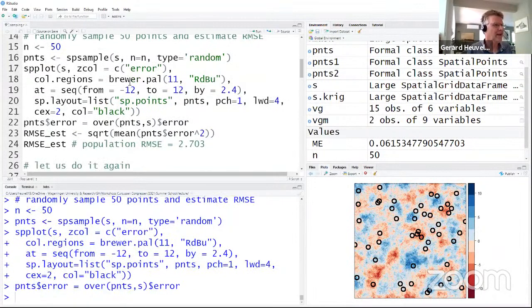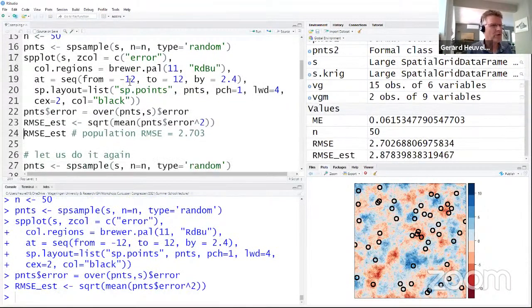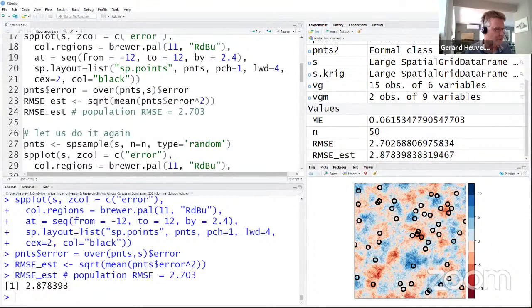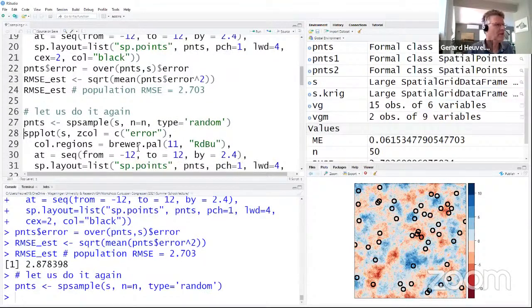We do an overlay. We take the square root of the mean of the squared errors, and then our estimate is 2.878, which is not that far away from the true population root mean squared error. But it's only an estimate, huh? And we can do it again and take another sample.